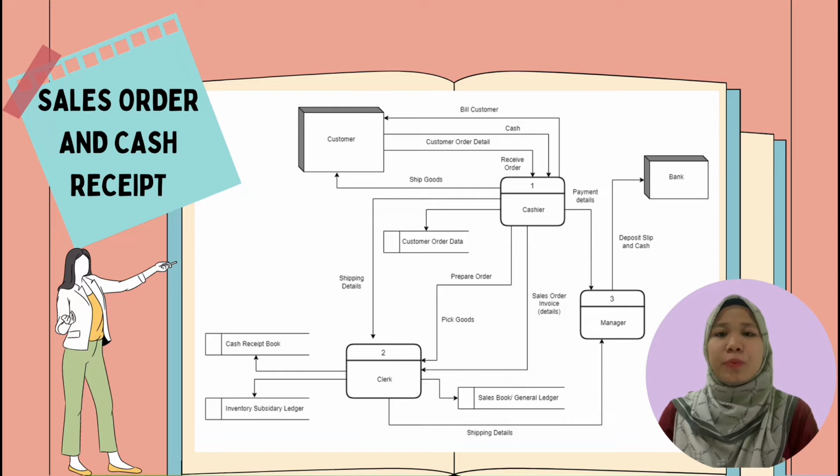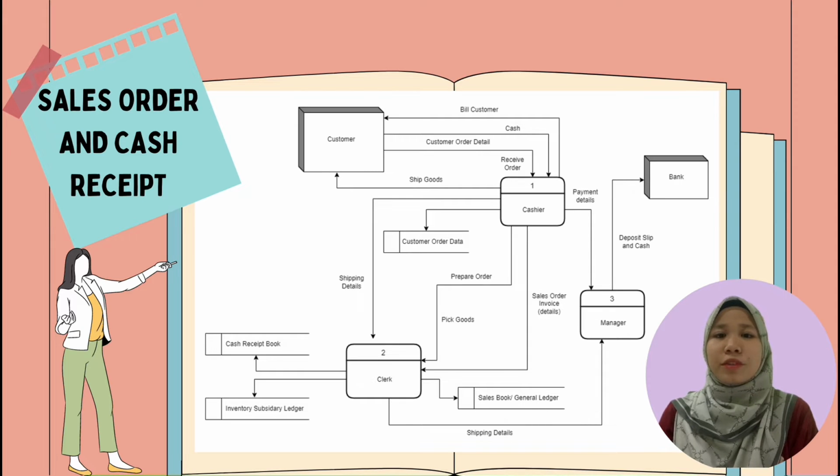Initially, the customer will place an order for the item to be purchased to the cashier. So, the cashier will receive the order and record it in the customer order data book. After that, the cashier will inform the next internal entity, which is the clerk, about the order, and the clerk will prepare the items that have been ordered and record the transaction in the sales book and inventory subsidiary ledger. When finished preparing the customer's goods, the clerk will hand them to the cashier to be given to the customer.